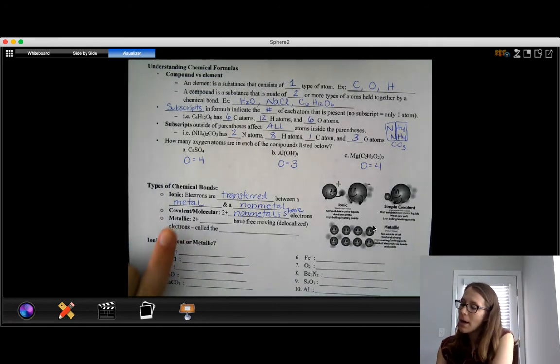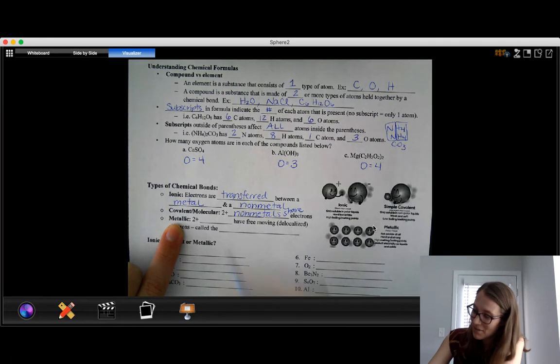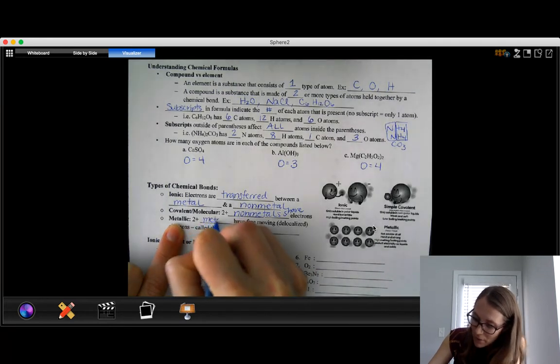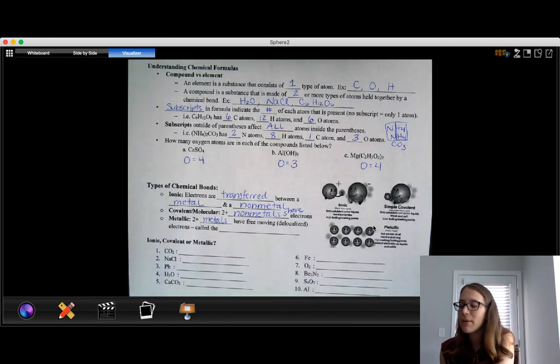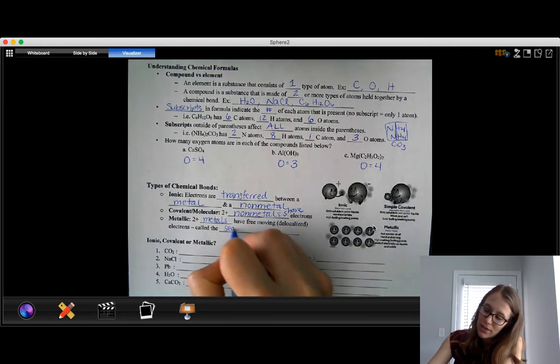Okay. The last type of bond is a metallic bond. Metallic bond is pretty self-explanatory. It's made of metals. So 2 or more metals that have free moving electrons. This is called the sea of electrons.